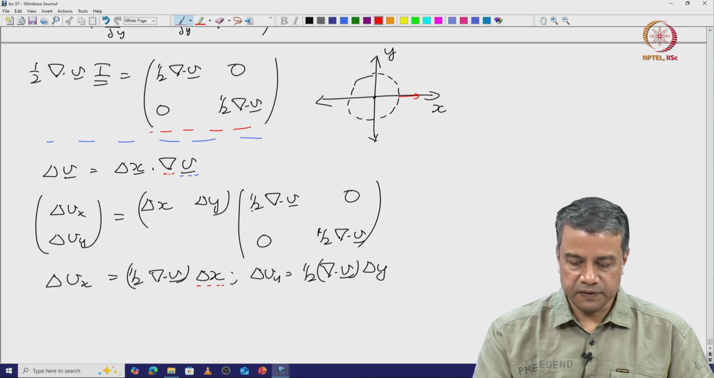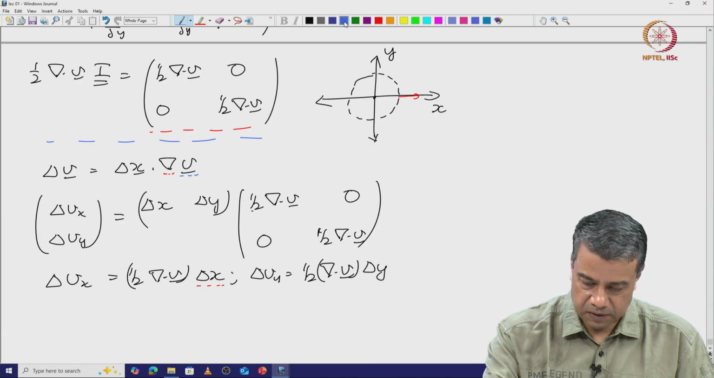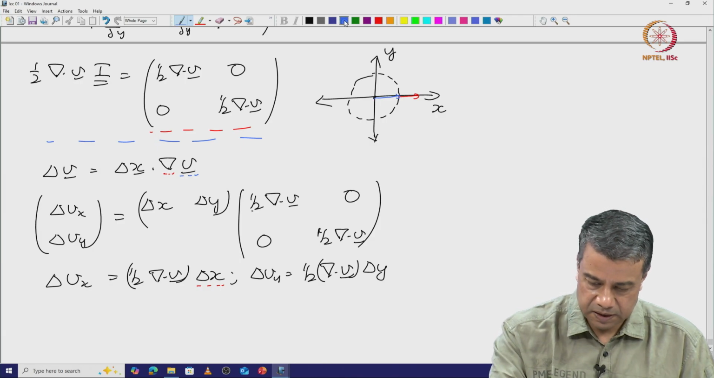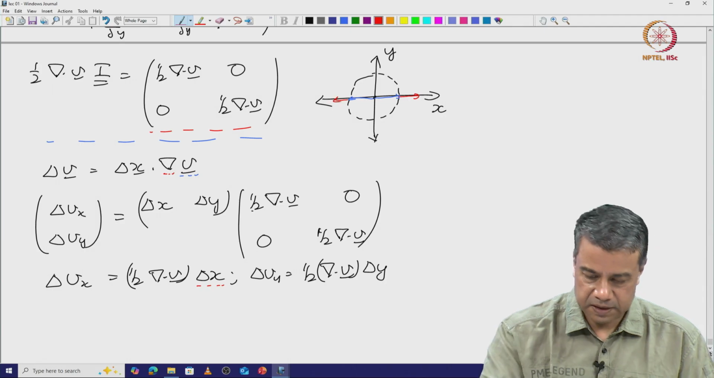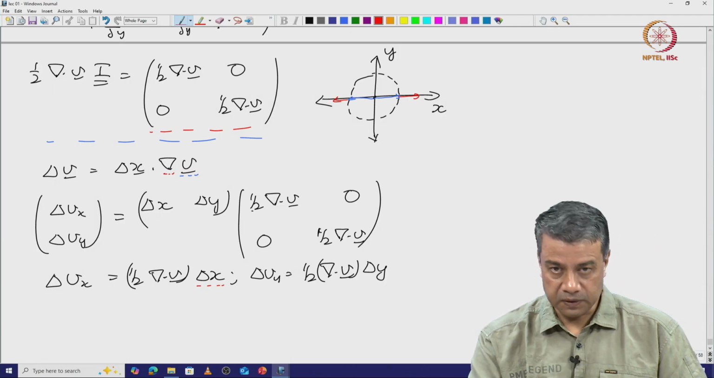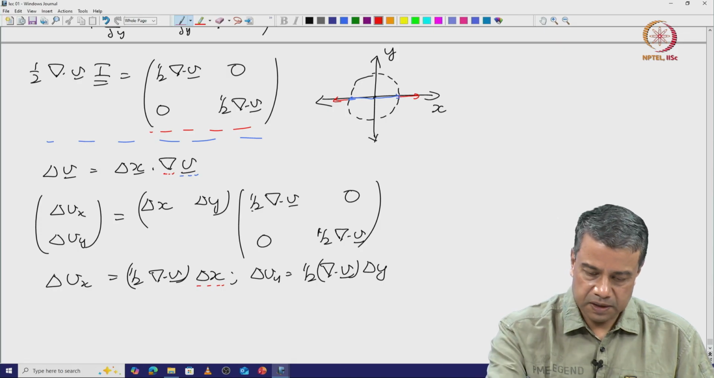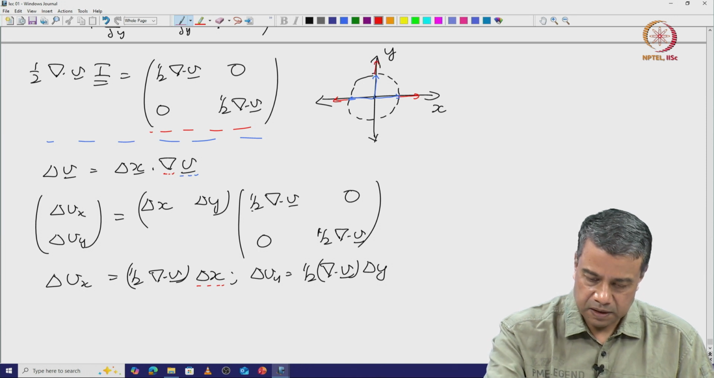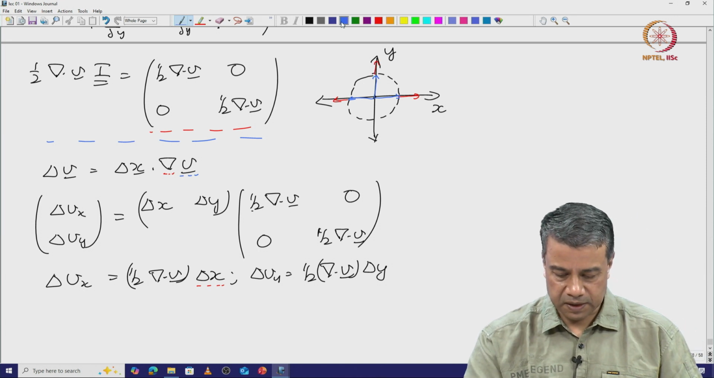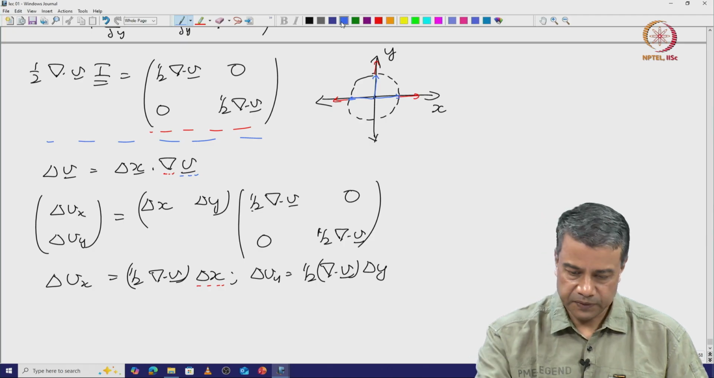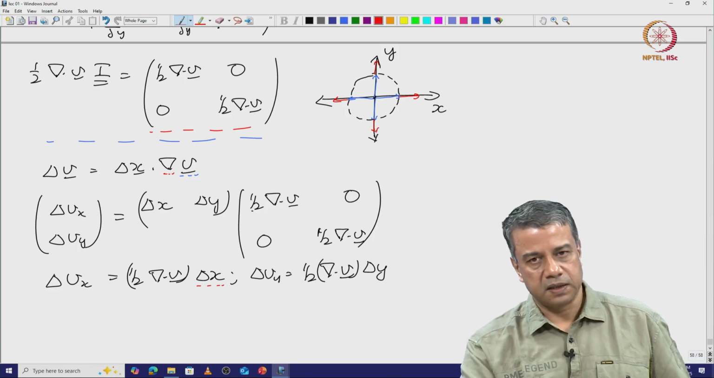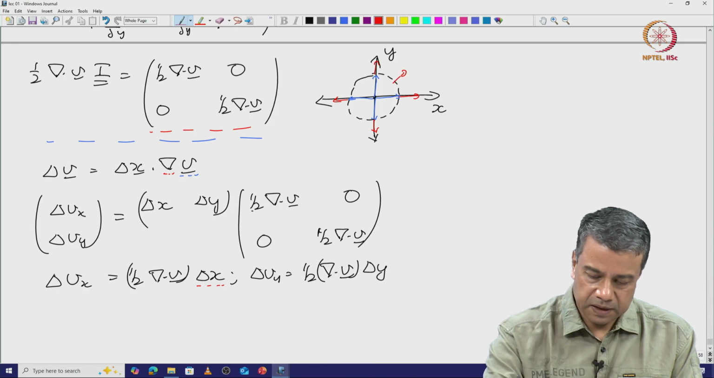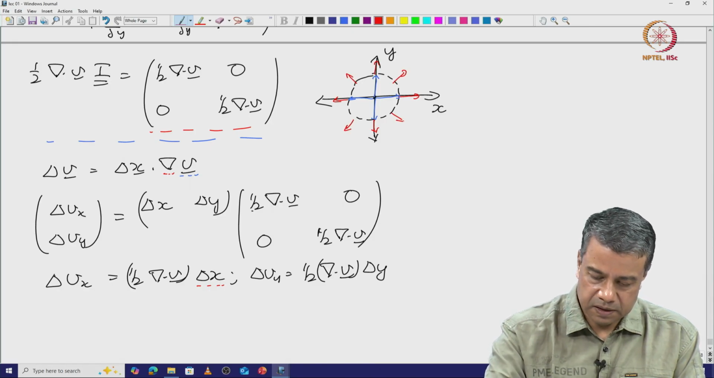Similarly, if I go a distance plus delta x, I get the velocity in this direction. If I go a distance minus delta x along the x axis, the velocity is in the minus x direction. Vy velocity is 0 in this case. Similarly, if I go a distance delta y, the velocity is in this direction, because Vy is equal to half delta y times del dot V. And if I go in the minus direction, I get a velocity in this direction. Similarly, if I go in different directions, I get a velocity that is radially outward.